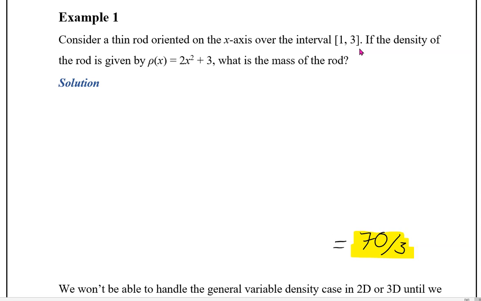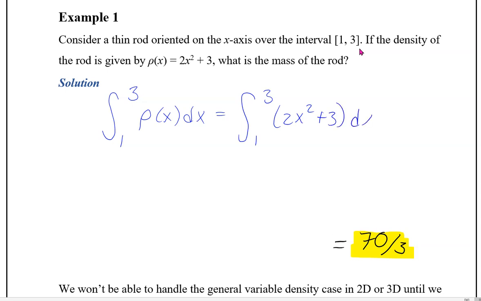Clearly, the density depends on where in the rod you are, or where along that thin wire you are, since the density depends on x and the length is given by x. This means that we need to set up our integral to integrate from 1 to 3 over that interval of rho of x times the differential dx. This gives us the integral from 1 to 3 of 2x squared plus 3 dx.